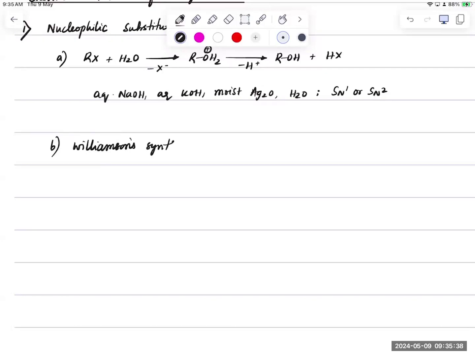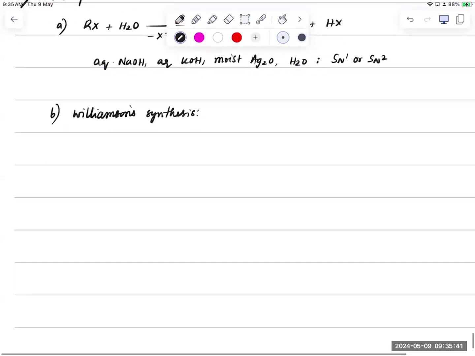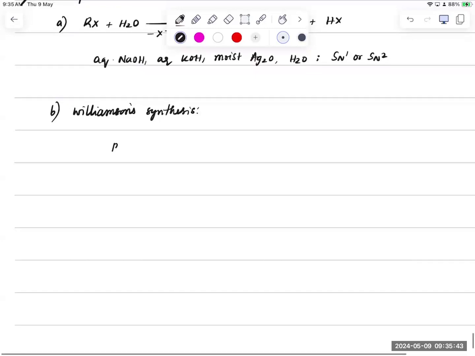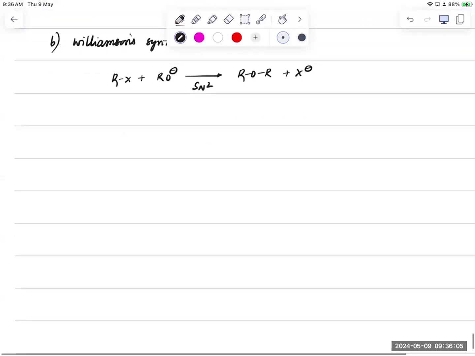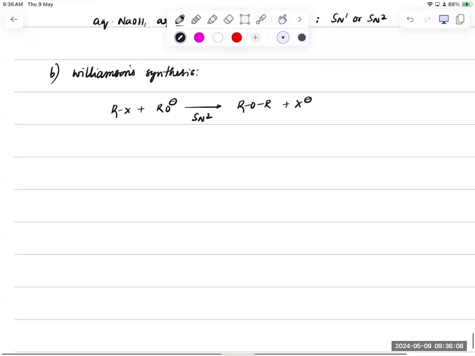Williamson's synthesis. I'm not going into the details of it. We have learned it already. So we learned that RX plus alkoxide, RO minus, you will get ROR plus X minus. This has to happen via SN2 mechanism. Then it is called Williamson synthesis. We have learned the feasibility, in which case it will happen or not. Correct? Next.